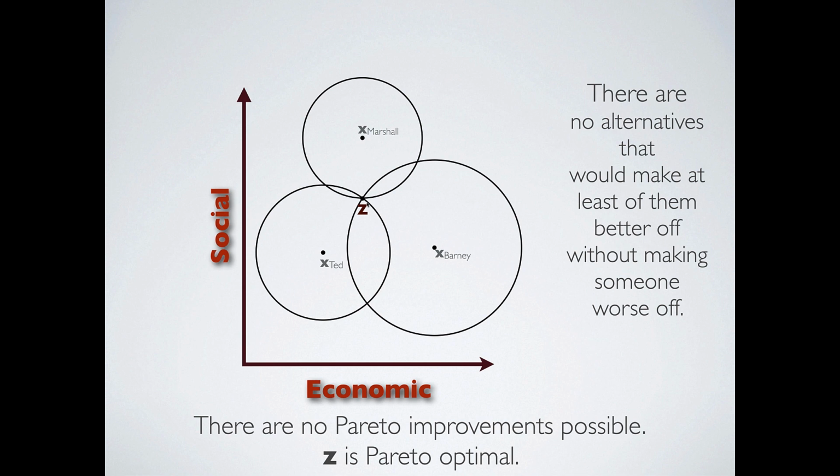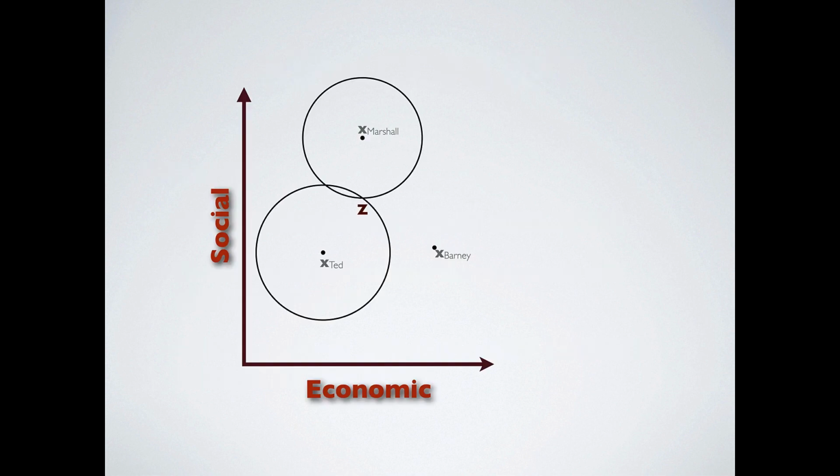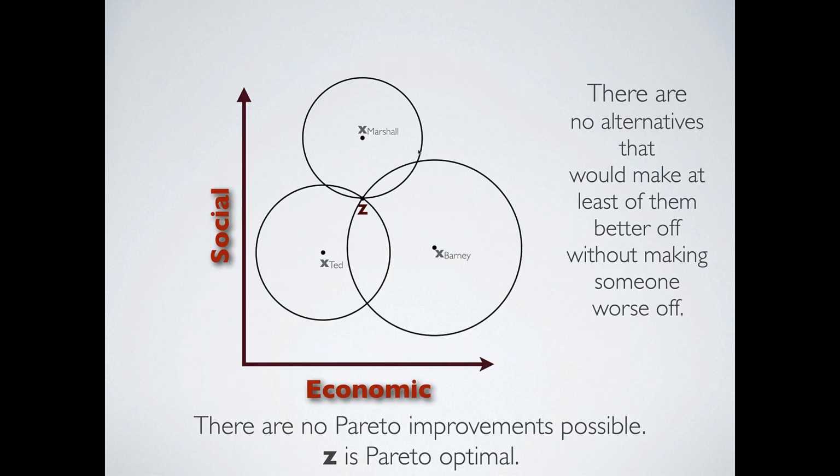So this is an example of an alternative in the space that is Pareto optimal. There's no way to move from that alternative. So if they were voting, there's nothing that, if it passed, would be a Pareto improvement. Now, things can pass in majority rule that are not Pareto improvements. We're going to talk about that a lot in the next chapter. But there is no other alternative that makes at least one person better off without making someone worse off. So Z is Pareto optimal.